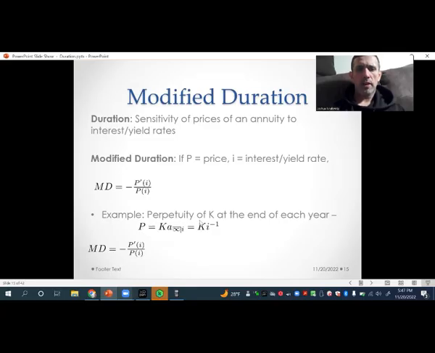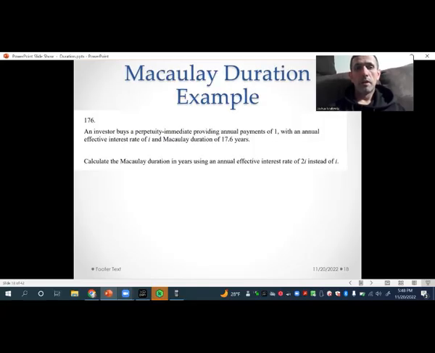All right, so another example is a perpetuity of K at the end of each year. So we know what the price of that is. It's just K over I. So take the price is K over I. K is constant. So take the derivative with respect to I, minus K I to the minus 2. Just drop the exponent, subtract 1 from the exponent. Divide by the price, K I to the minus 1. Minuses cancel. K's cancel. I to the minus 2 over I to the minus 1 is I to the minus 1. Is 1 over I.